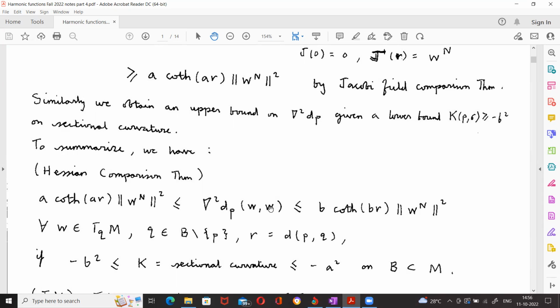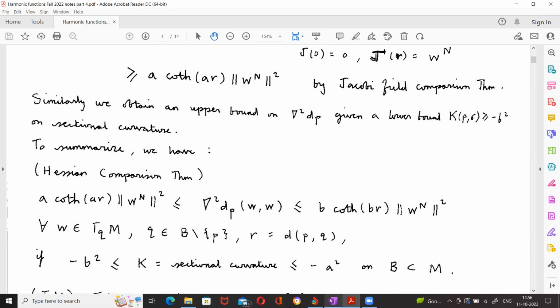So the shape operator will be the identity at each point. No, that does not tell us that. It does not tell us even that it's isometric to a Euclidean sphere, abstractly isometric. No, even that it does not tell us.